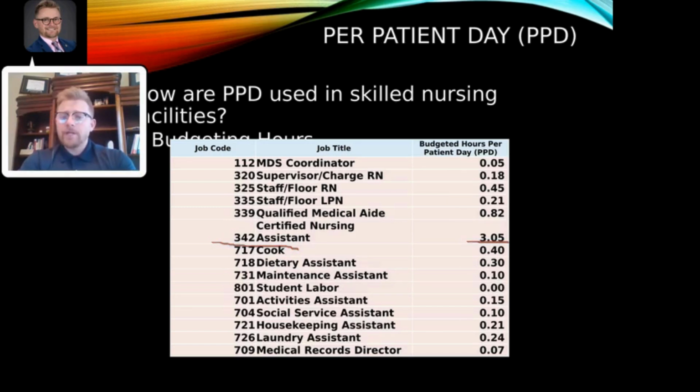PPD is per patient day. So, based upon the number of patient days you're running, and let's think back to the previous slide, how to calculate patient days, you take that times 3.05, and that's how many hours you can run. That's why it's considered budgeted hours for PPD. Okay, so the next slide, we actually calculate it.